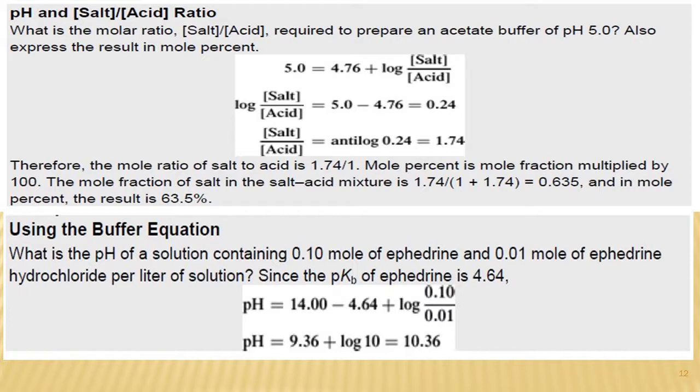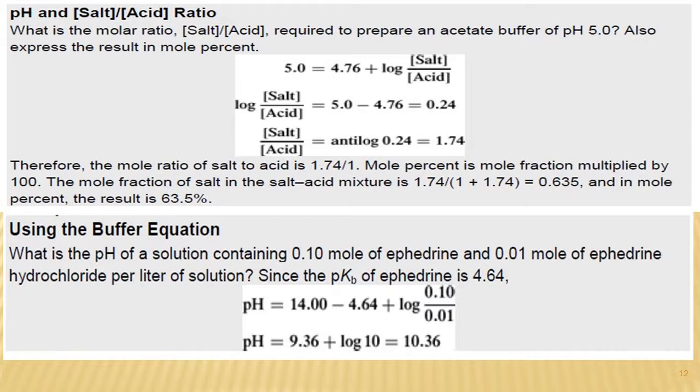We have some examples here: pH and salt over acid ratio. What is the molar ratio? This example is available in the textbook, Martin's Physical Pharmacy, talking about the calculation of pH and salt over acid ratio. So if we start with this example, what is the molar ratio of salt over acid required to prepare an acetate buffer of pH 5? Also express the result in mole percent.